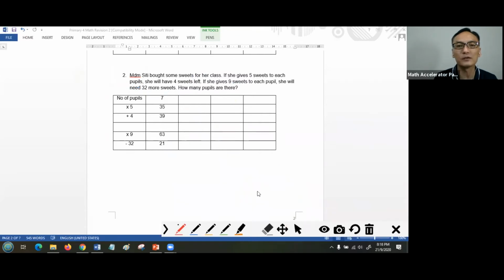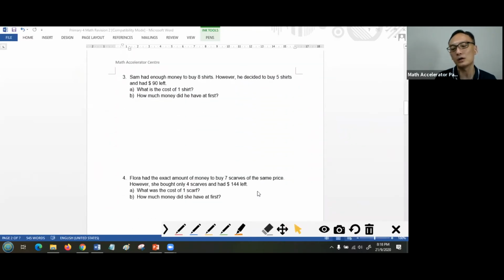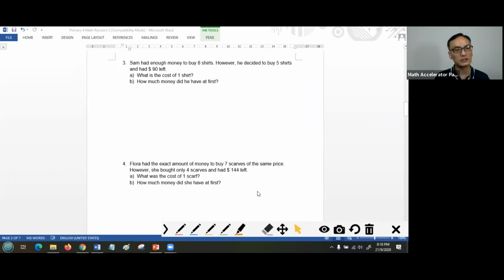Now, number 3 is a variation of the excess and shortage question, right? You do not have to draw the table. In this question, what you need to do is to use a simple model to help us understand the situation. So let me read the question to you. So Sam had enough money to buy 8 shirts. However, he decided to buy 5 shirts and have 90 left. So what is the cost of 1 shirt?